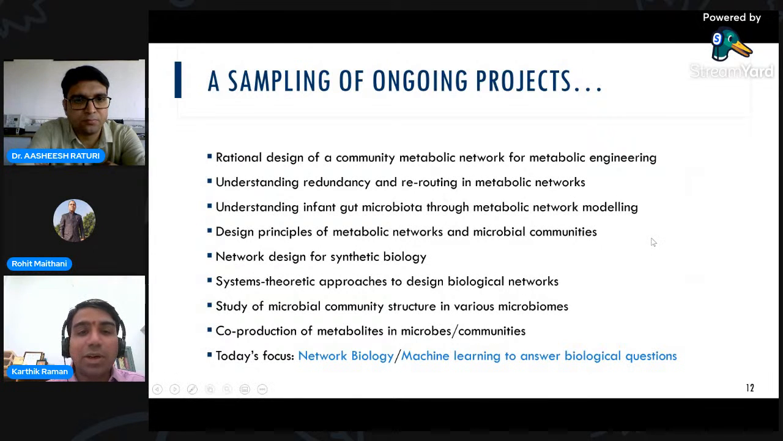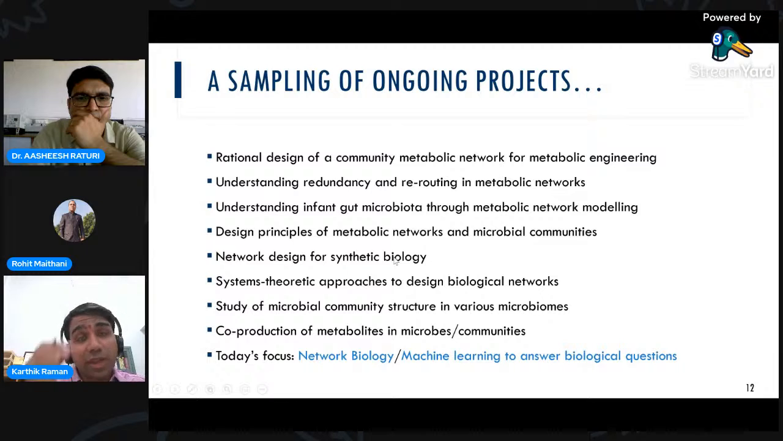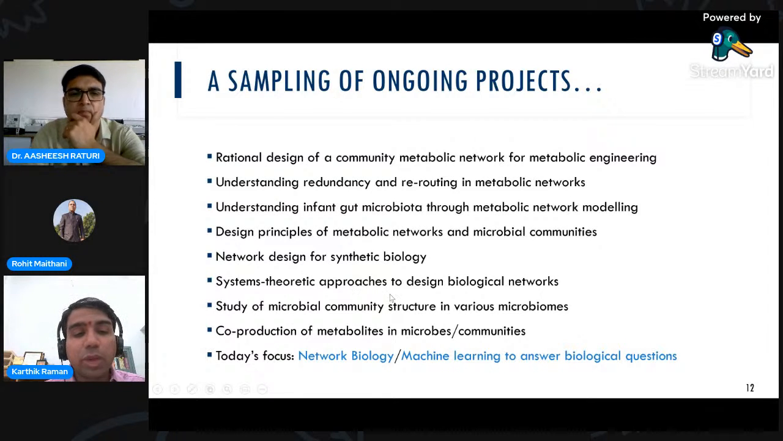It just gives you a feel of what we've been working on. We work on studying metabolic networks for metabolic engineering, trying to understand how metabolic networks function, what their redundancy is, and how they switch under different conditions. We also try to understand the infant gut microbiota through metabolic network modeling, the design principles of various kinds of networks and communities, and a few aspects of theoretical synthetic biology. I'll not talk much more about it today.